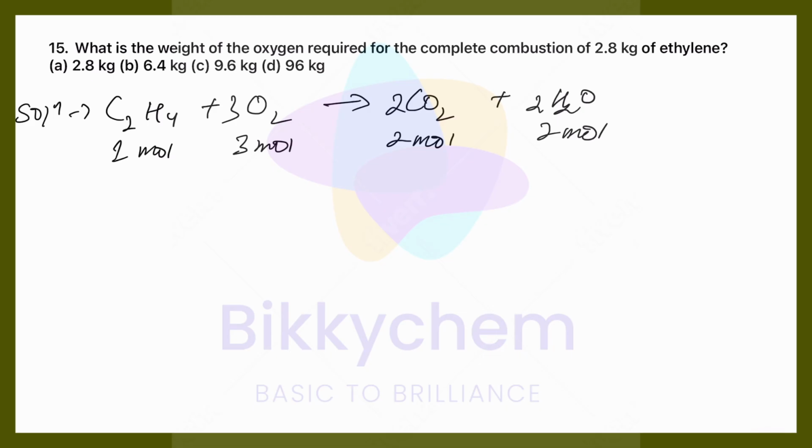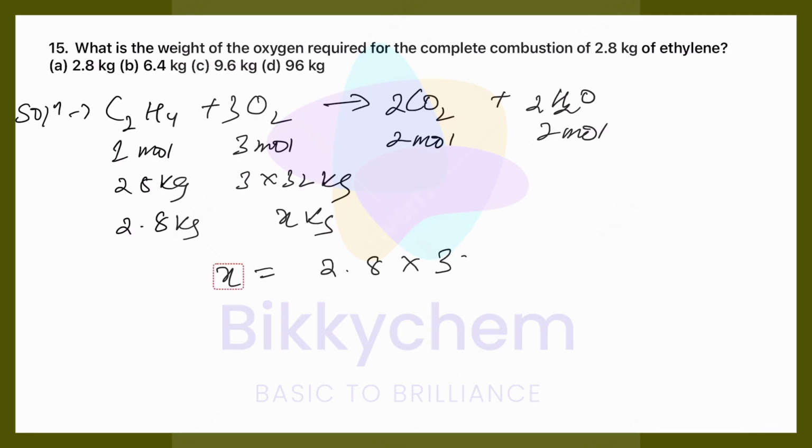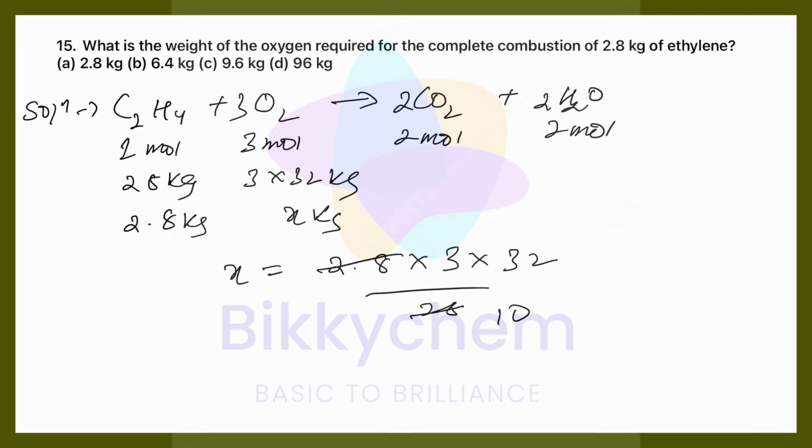Now we know that 28 kg is given 3 into 32 kg. That means 2.8 kg means x kg. So the value of x is equals to 2.8 into 96 divided by 28, it is 10, so will be 9.6 kg. So option is C.